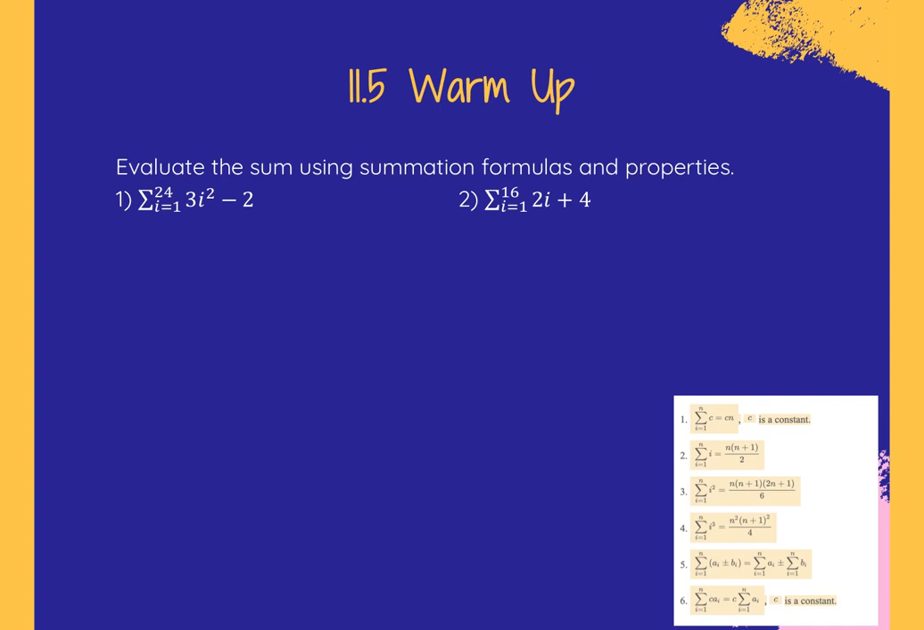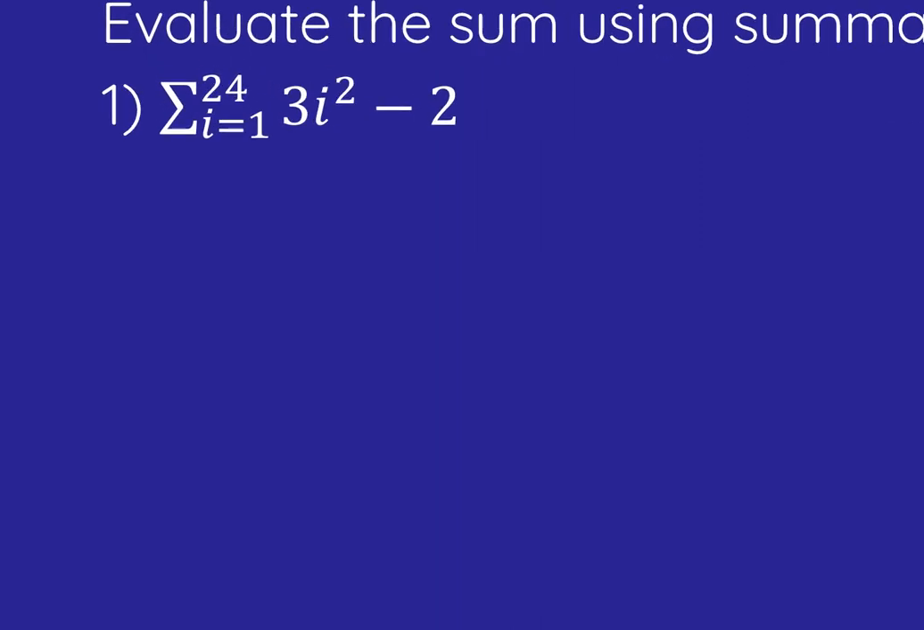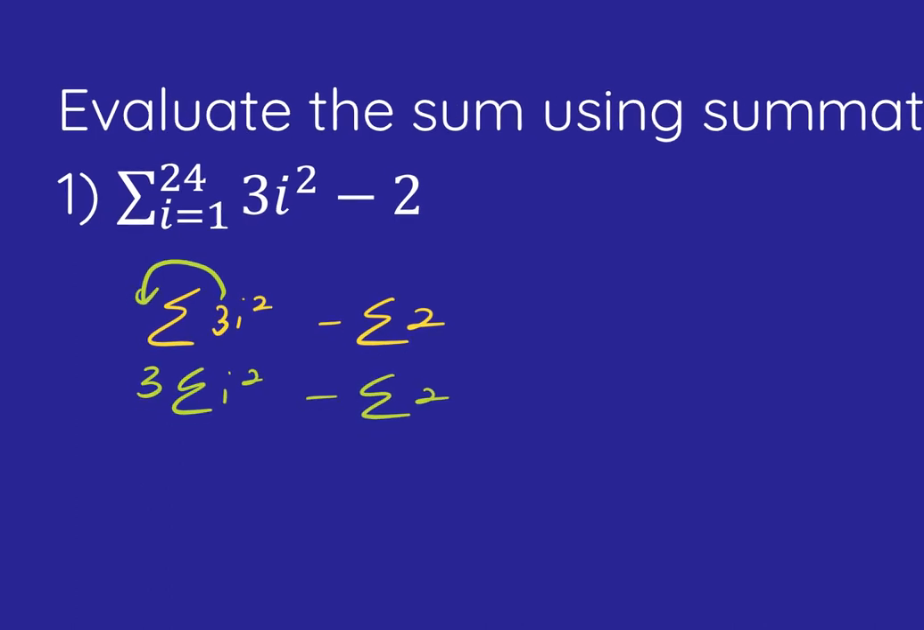Okay, so it said evaluate the sum using summation formulas and properties. First thing you want to do is separate them out, right? If it's got a sum or difference, the first thing you want to do is separate it out. I'm not going to write the little 24 and i equals 1 every time, but I'm going to separate it out, making it 3i squared minus 2 and the summation of each. Then if it's got a coefficient, it bumps to the front. So this becomes 3 summation of i squared minus the summation of 2.